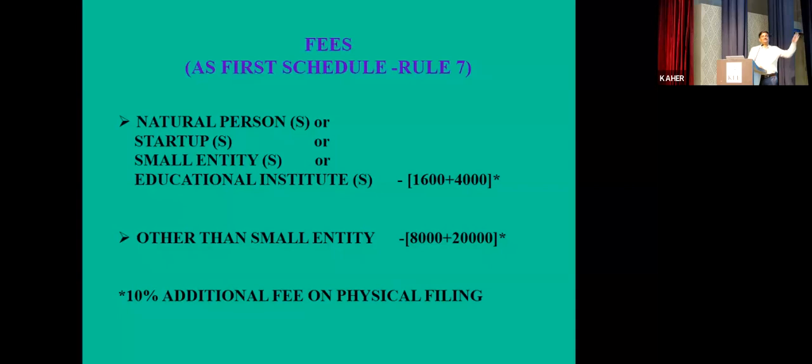So other than these 4 types of persons, like large companies, they have to pay 8000 plus 20,000 online and 10% extra for that, 28,000. So this is the fee.